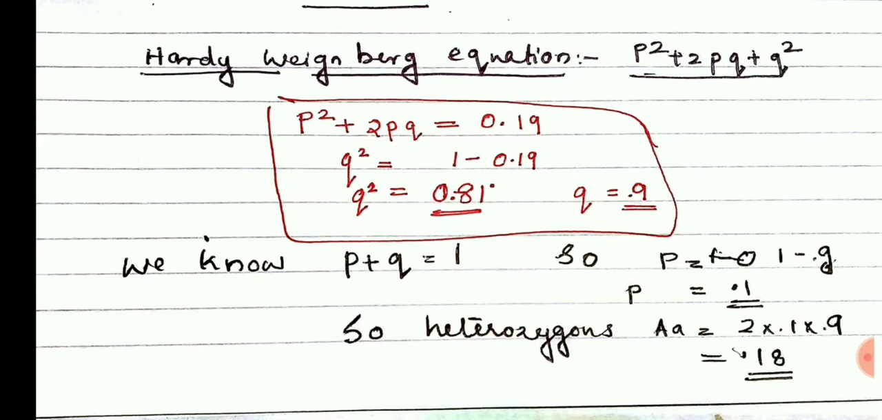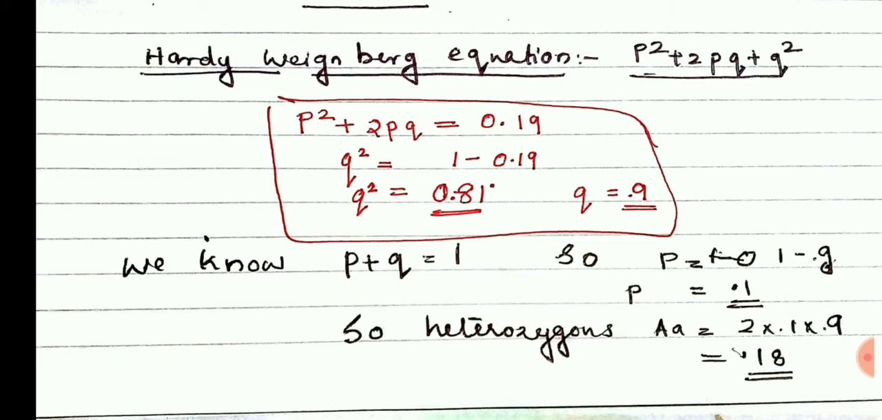Then we get p square plus 2pq, what is given is 0.19, and q square is equal to 1 minus 0.11, so q is equal to 0.9. We know p plus q is equal to 1, so p is equal to 1 minus 0.9, that is 0.1.